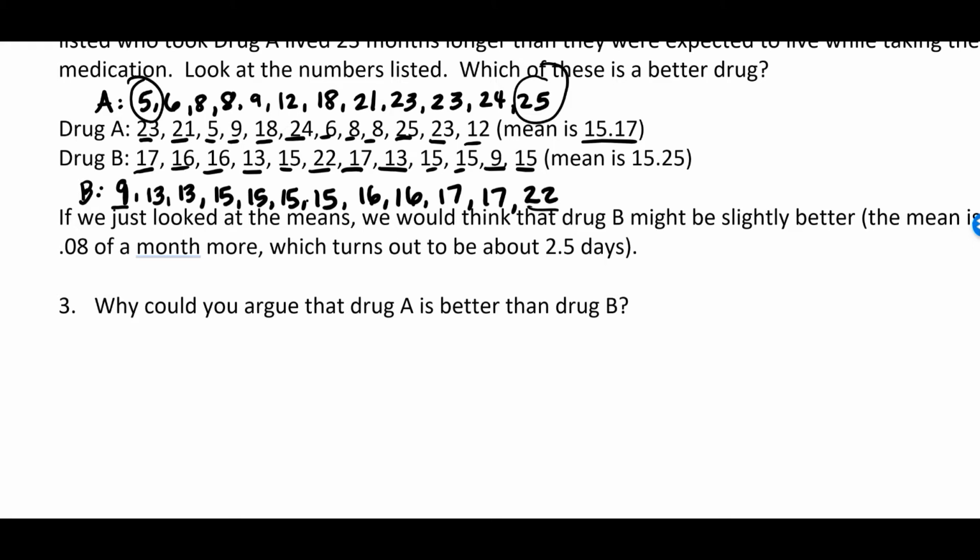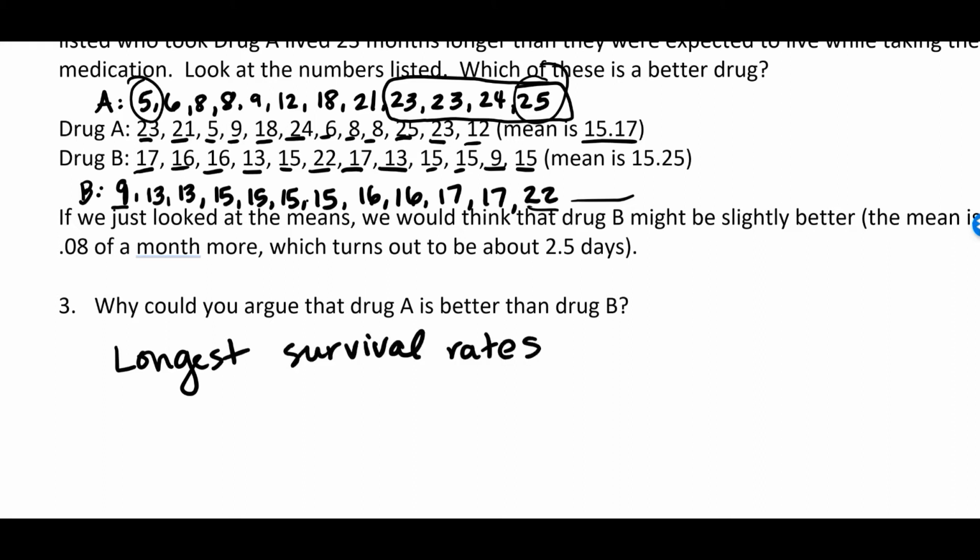So, how could we argue that drug A is better than drug B? Well, if we look, four of these people got over 2 years. Versus if we look at drug B, nobody made it to 2 years. So we have some of the longest survival rates with drug A. Your chances of living 2 years or more are way, way better with A than with B. With B, nobody lived more than 2 years more.